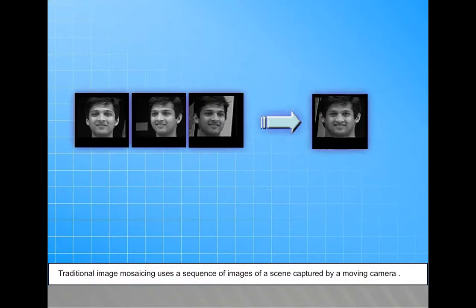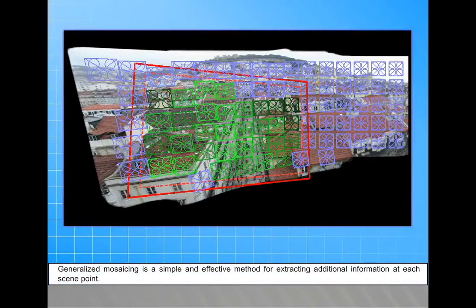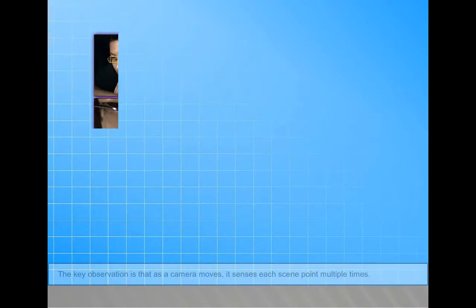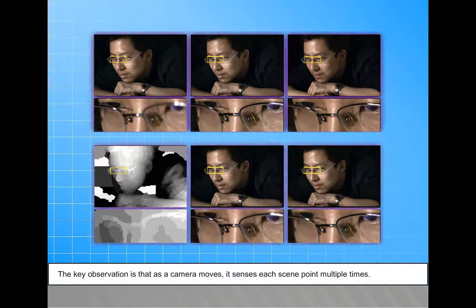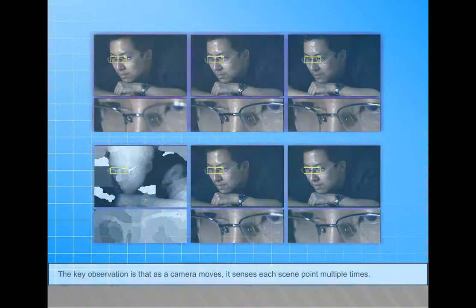Traditional image mosaicing uses a sequence of images of a scene captured by a moving camera. Generalized mosaicing is a simple and effective method for extracting additional information at each scene point. The key observation is that as a camera moves, it senses each scene point multiple times.